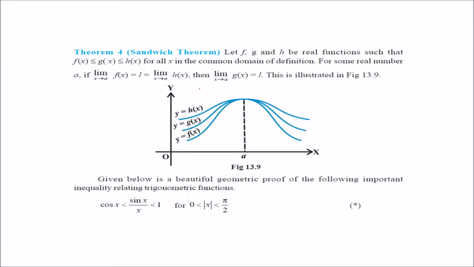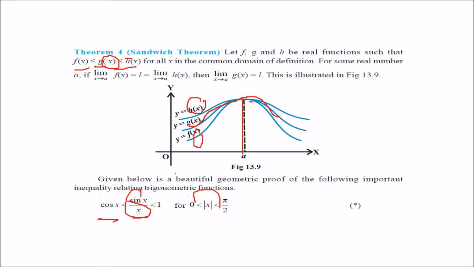Then you have the sandwich theorem. You can take f(x), g(x) and h(x) also now. So g(x) will lie between h(x) and f(x) as x tends to a. Let us have an example also. sin x by x lies between cos x and 1, for x between 0 to pi by 2.